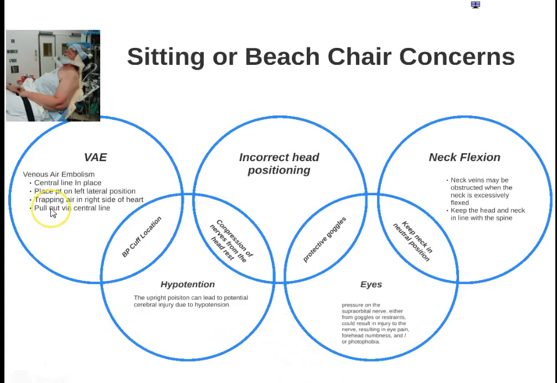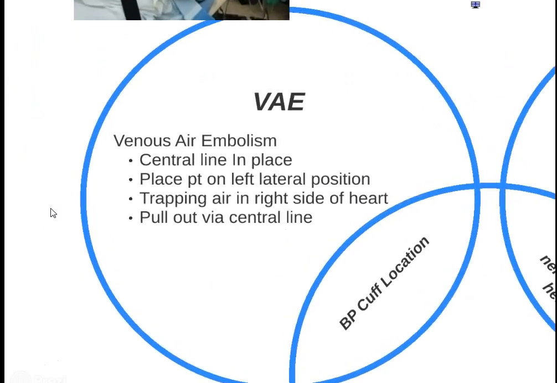But let's talk about a VAE. Now, I don't know if you've all ever reviewed this. I'm going to tell you what it is. It's a venous air embolism. So if you're sitting in the beach chair position, you have to think about where the blood pressure cuff is as well, and we'll get to that in a second. But with a VAE, a venous air embolism, you can entrain air into the vascular system. Say they're doing this for a cranie and they open up the head.